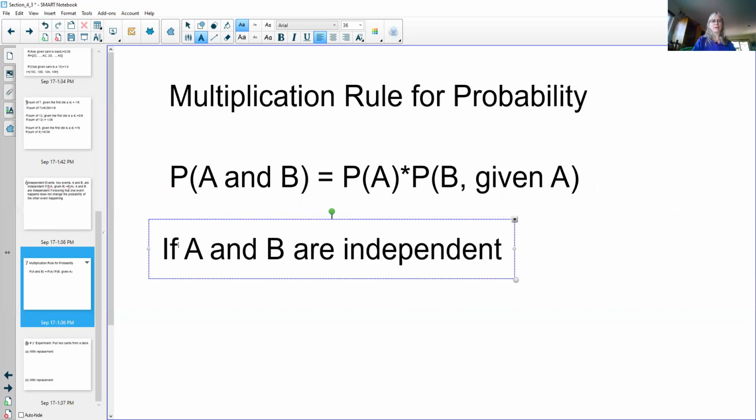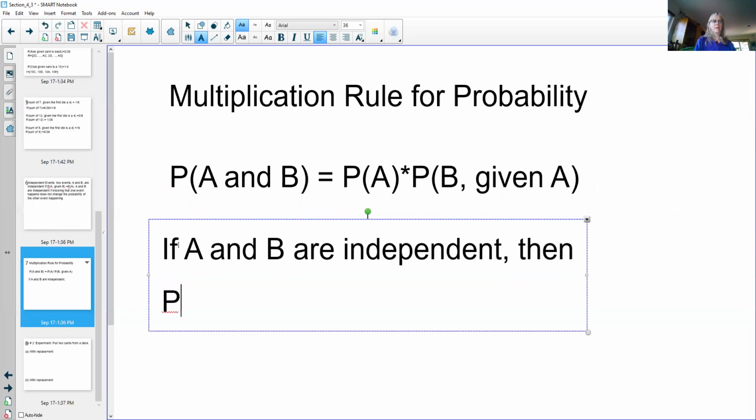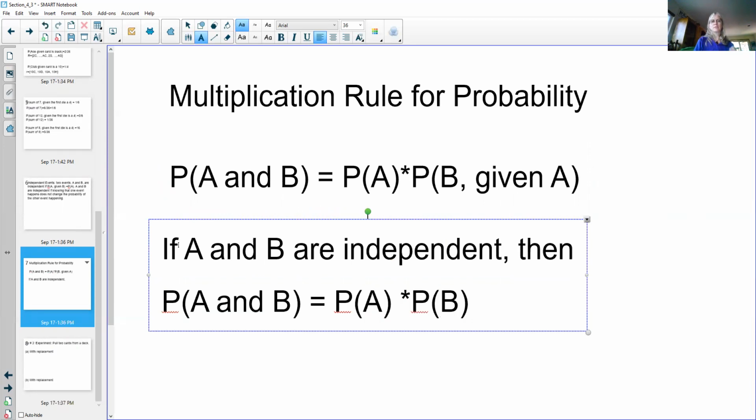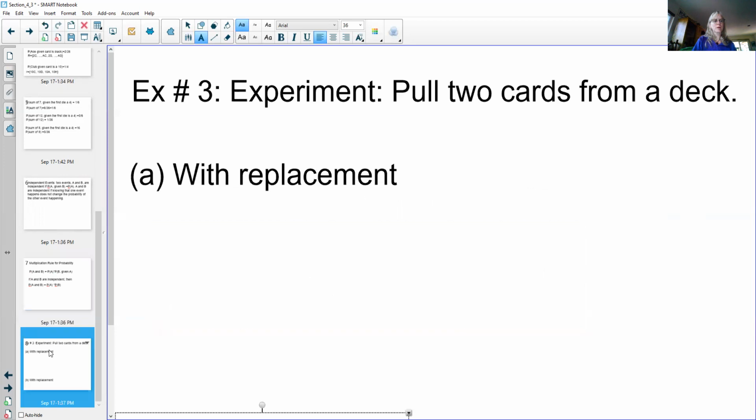The other one I want to mention is if A and B are independent, and this is why we spent time on independence, then the probability of A and B is equal to the probability of A times the probability of B, because the probability of B wouldn't have changed given that A's happened, because they're independent. So this one's useful also. Again, I don't use them very often. There's only a couple places where I use them.